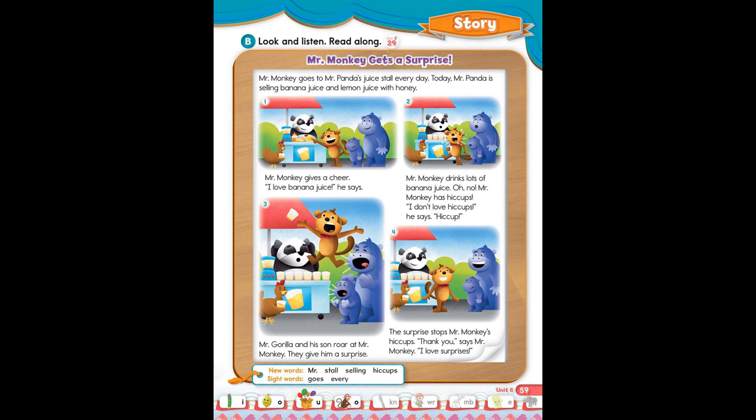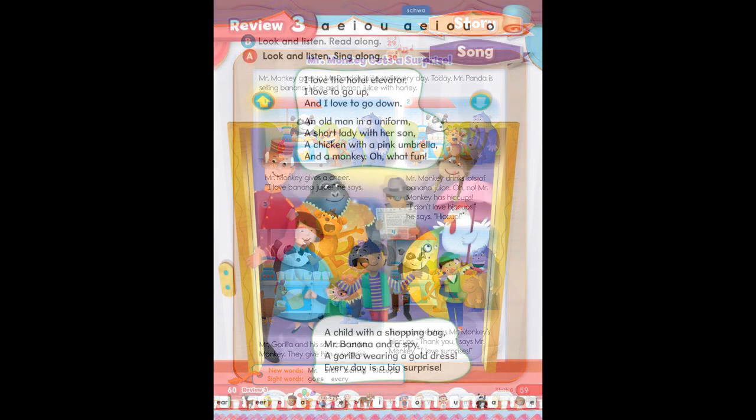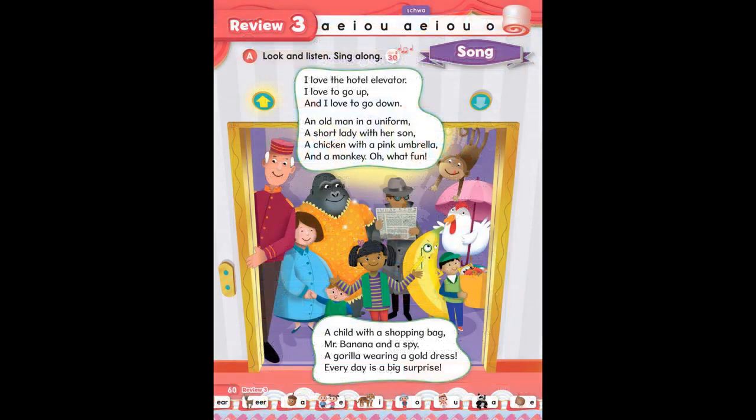New words: Mr., stall, selling, hiccups. Sight words: goes, every. Page 60. Review 3. A, E, I, O, U. Schwa: A, E, I, O, U, O.